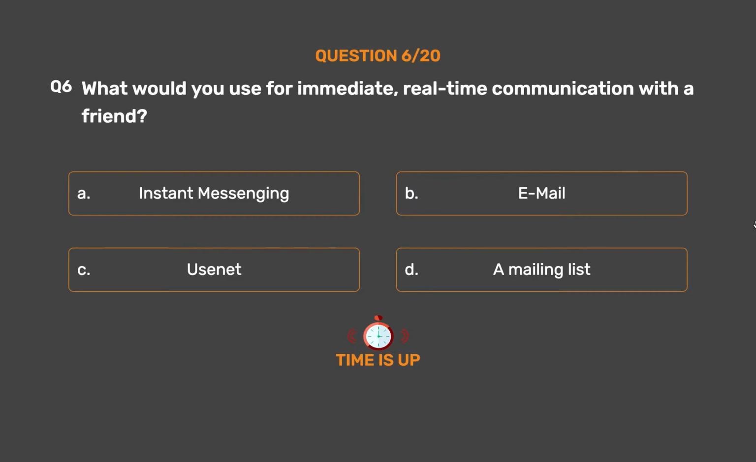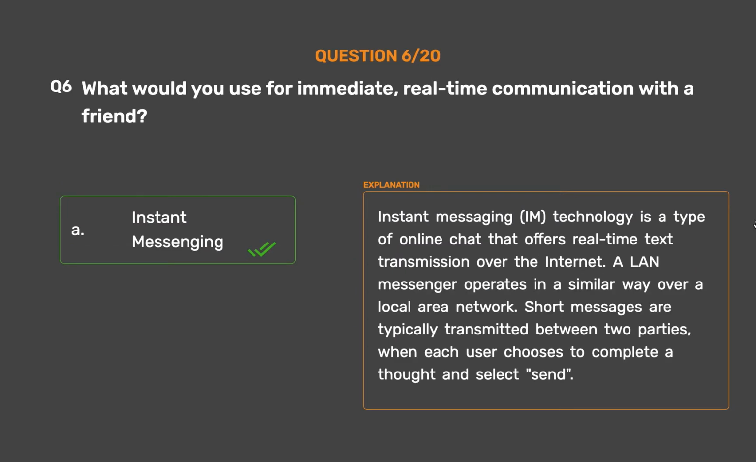The correct answer is Option A. Instant messaging. Instant messaging, IM, technology is a type of online chat that offers real-time text transmission over the internet. A LAN messenger operates in a similar way over a local area network. Short messages are typically transmitted between two parties, when each user chooses to complete a thought and select send.